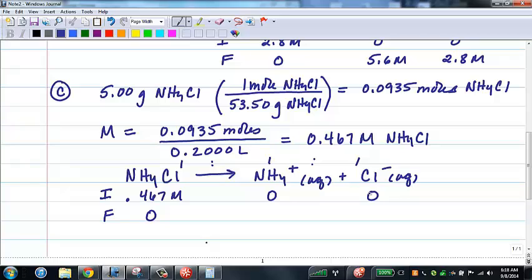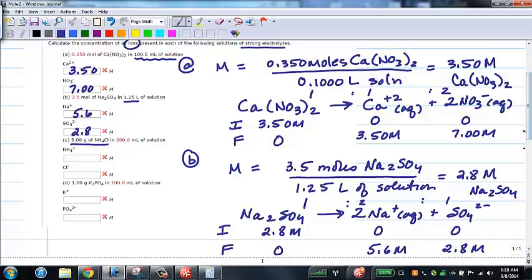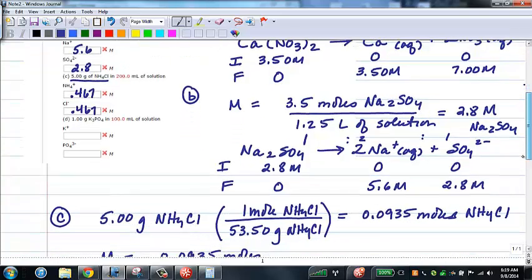But since it's a 1-to-1 ratio between ammonium chloride and ammonium, the amount of ammonium is 0.467 molar. And since it's a 1-to-1 ratio between ammonium chloride and chloride, the concentration of chloride is 0.467. So these are the same, right? Neither one is doubled as in the previous two problems. 0.467, 0.467. And the last problem is similar to this.